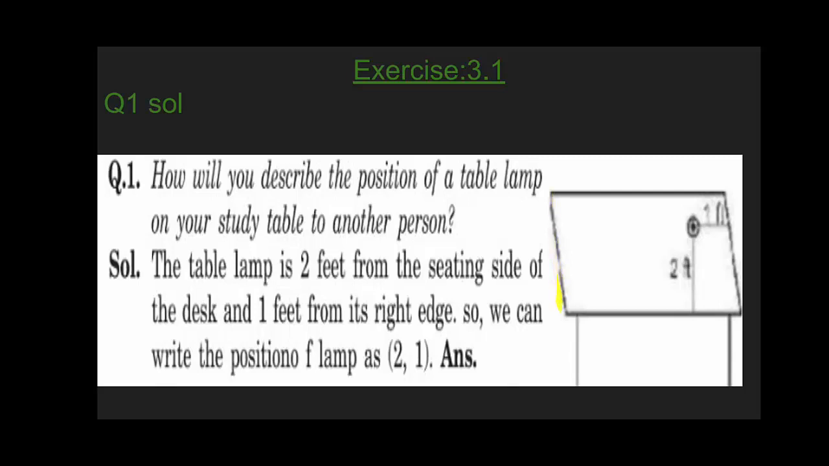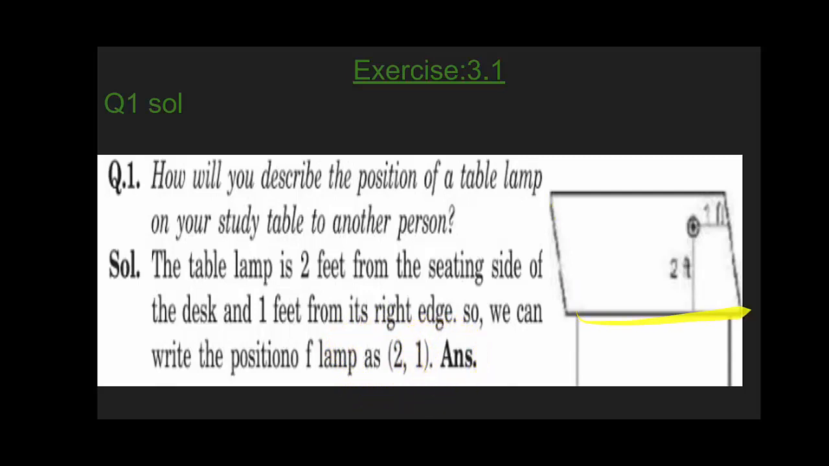Now if you consider this table as a plane, a two-dimensional plane, and the lamp which is kept on the table as a point, we can determine the position of this lamp if we know the two coordinates which are x and y. So considering the two edges of the table as the x-axis and the y-axis, the distance of the lamp from the x-axis is 2 feet and the distance of the lamp from the y-axis is 1 feet. So the coordinate of this lamp will be 2 and 1. We have to write the coordinate of the x first and then followed by the coordinate of the y-axis.